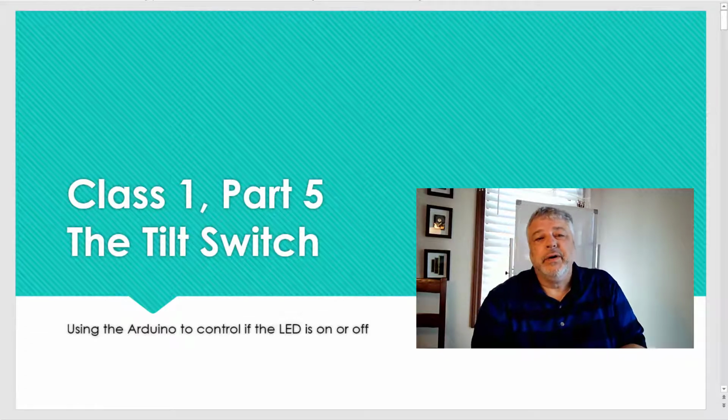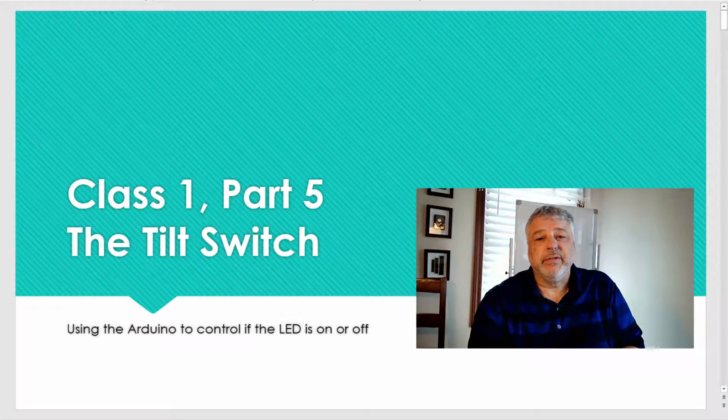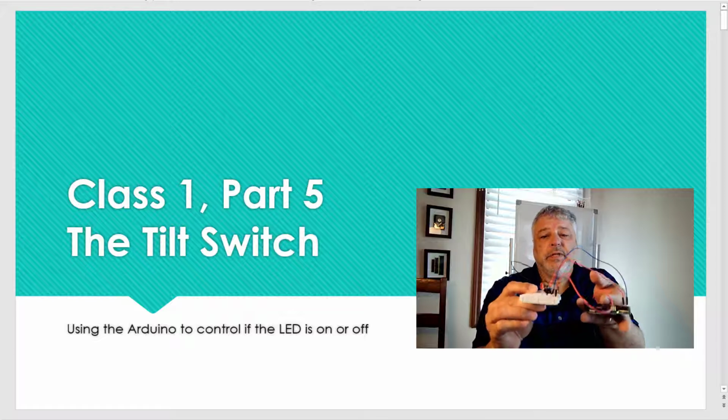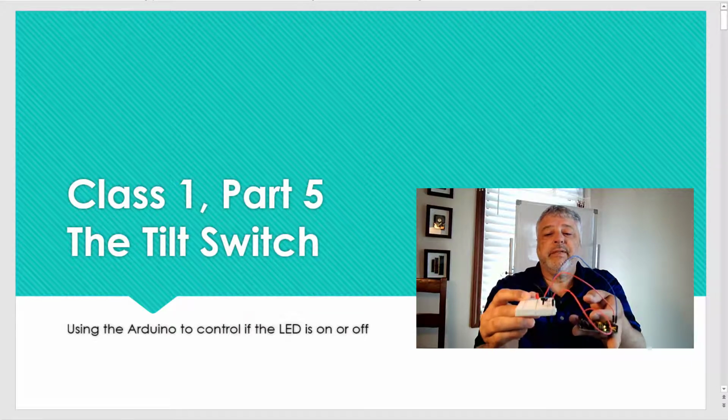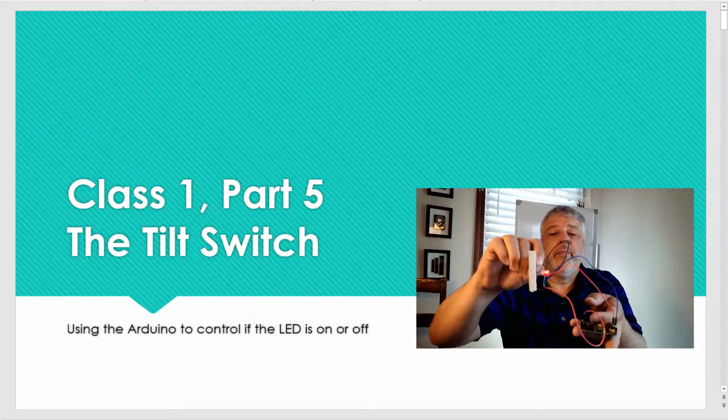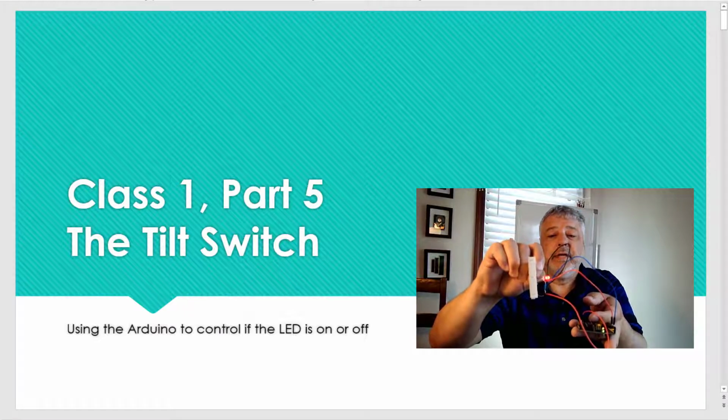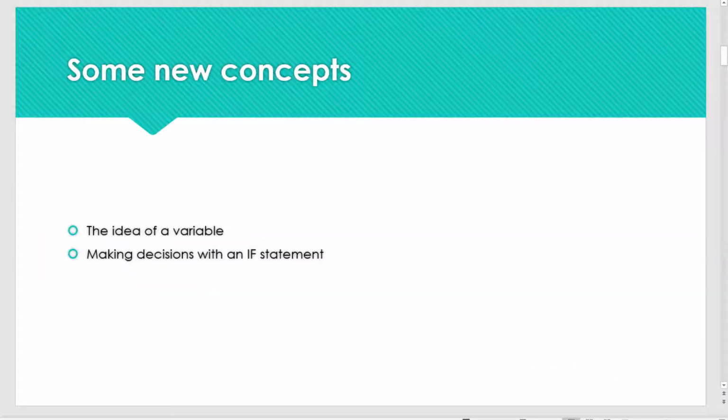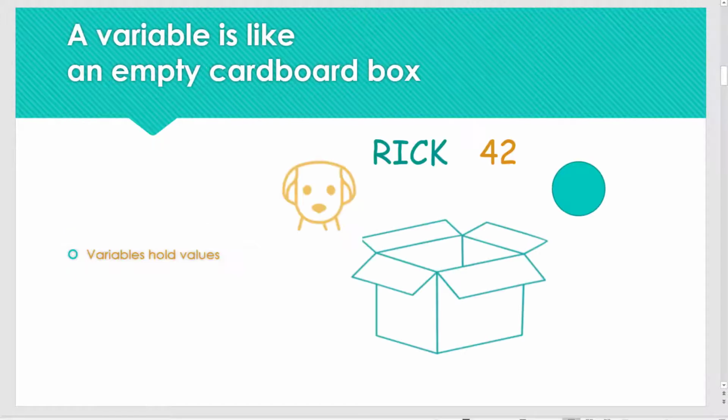In this section, we're going to build a tilt switch. The tilt switch is going to look like this, where if it's flat, the LED is off, and when we tilt it, the LED lights up. To do this, we're going to have to introduce some new concepts. The first is the idea of a variable, and the second is using variables and if statements to make decisions in our program. Let's start with variables.